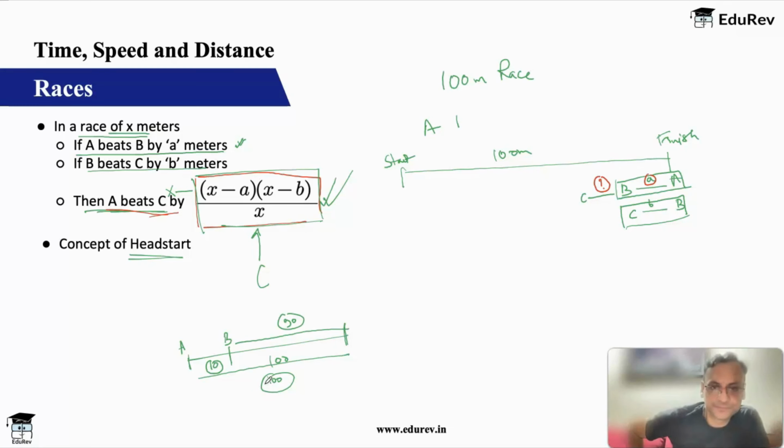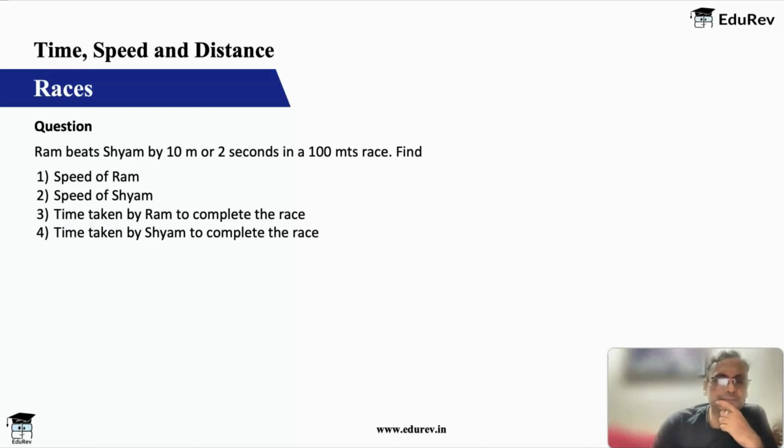Fine. Okay, so let's look at the first question. Now this is a very nice question. Again, you see very little data. Ram beat Shyam by 10 meters or 2 seconds in a 100 meters race. Now, a lot of information actually in this one line. Ram beat Shyam first. So Ram has completed the race.